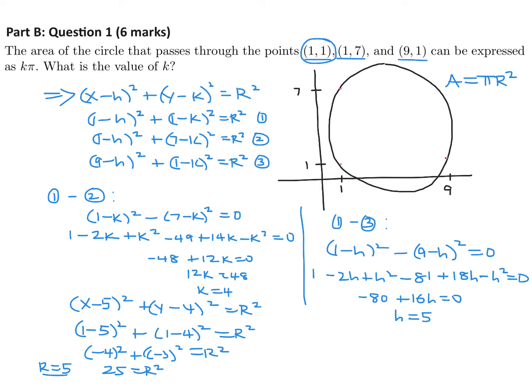Great. So now we can get the area. Area is pi r squared. So that's going to be pi times 5 squared, and that's 25 pi. And that is k pi. And therefore this k is 25. And that completes number 1.